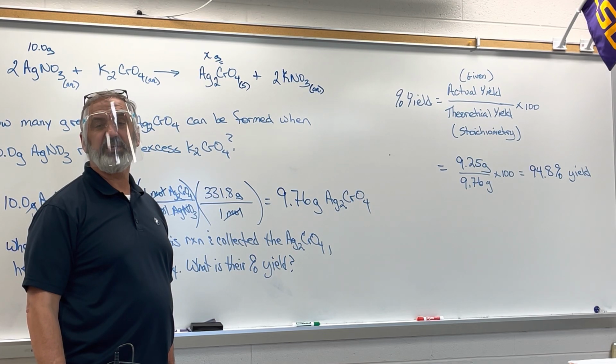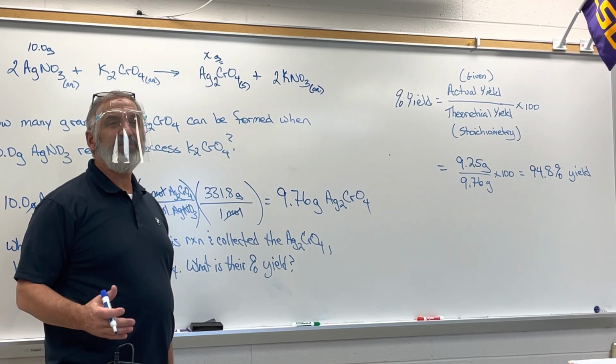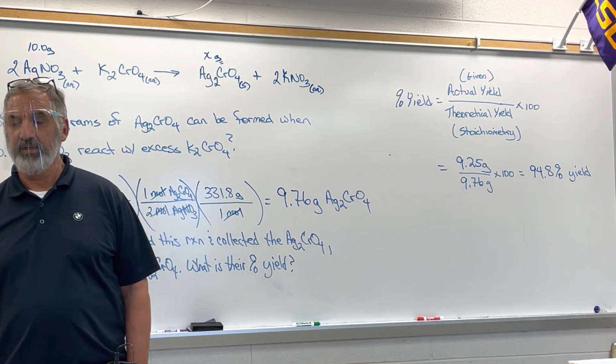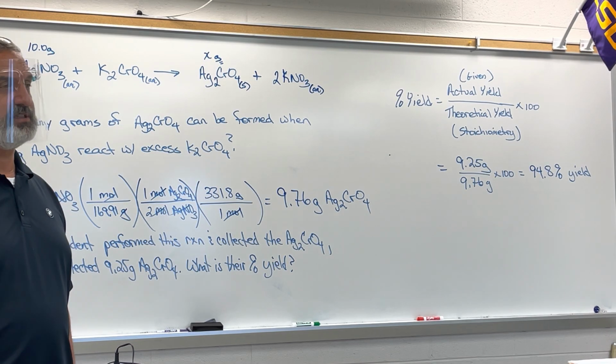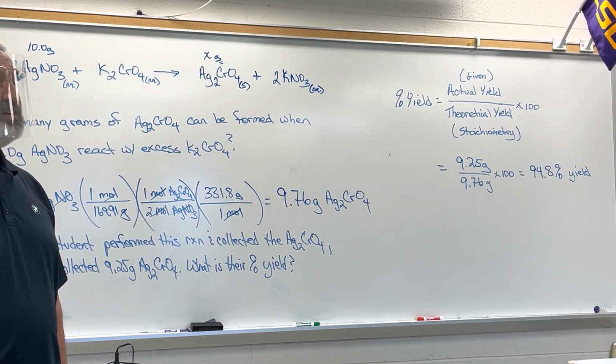Okay, so when we're doing stoichiometry, it's always going to give you the maximum amount. If everything is done perfectly, that's what you should get. But we know life isn't always perfect and labs don't always go perfectly. So we calculate our percent yield.